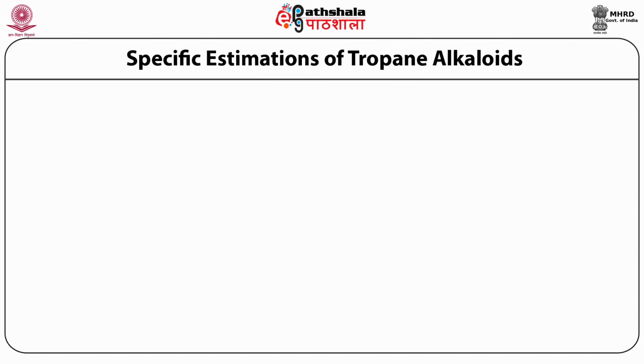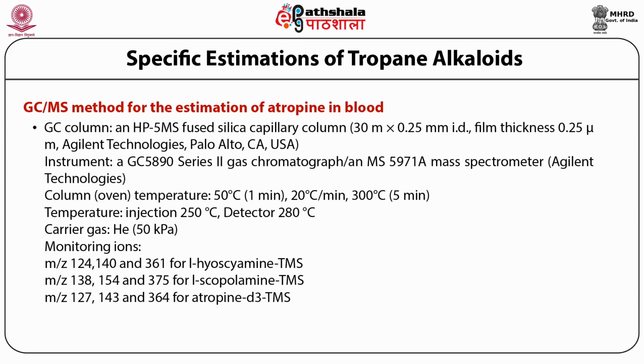Let's now discuss some of those specific estimations of tropane alkaloids. The first one is the use of GC-MS for the estimation of tropane alkaloids in blood. An Agilent GC-MS system has been used, which has a fused silica capillary column. The temperatures for injection and detector are 250 and 280 degrees Celsius respectively. The monitoring of ions was set as discussed earlier, like 361, 275, 264 for their TMS derivatives.